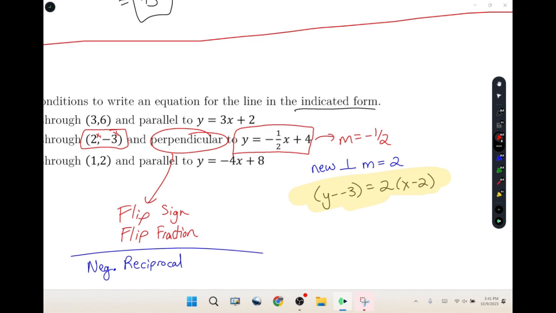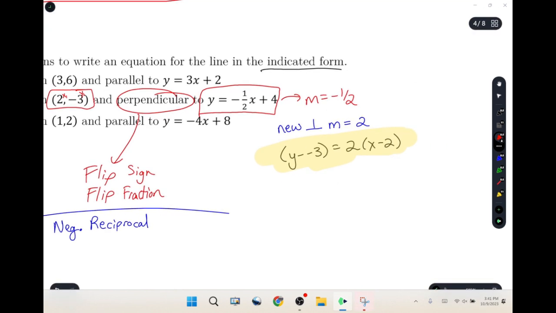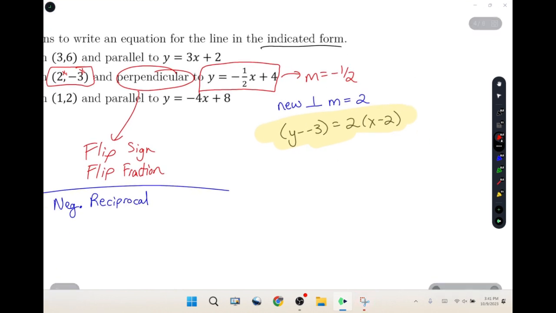Now, what if it said I want it in y equals form? Or it wouldn't say that, it would say slope intercept form. You've got two works to do. You have to distribute first. Distribute the 2, which will give you y plus 3 equals 2x minus 4. And then subtract the 3, which will be y equals 2x minus 7.